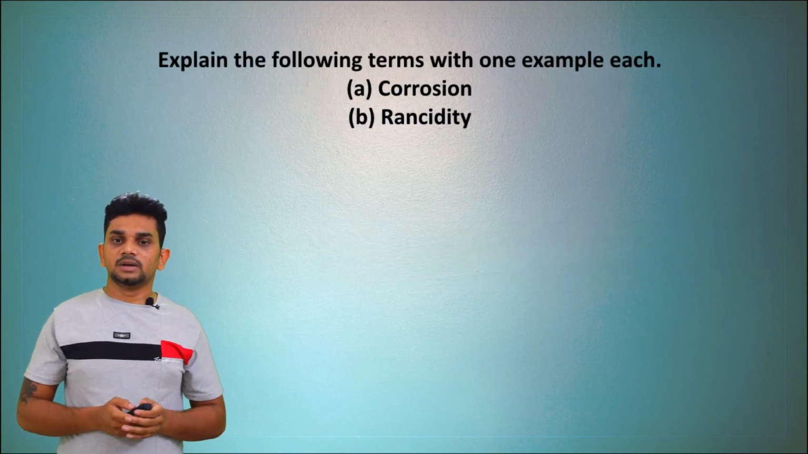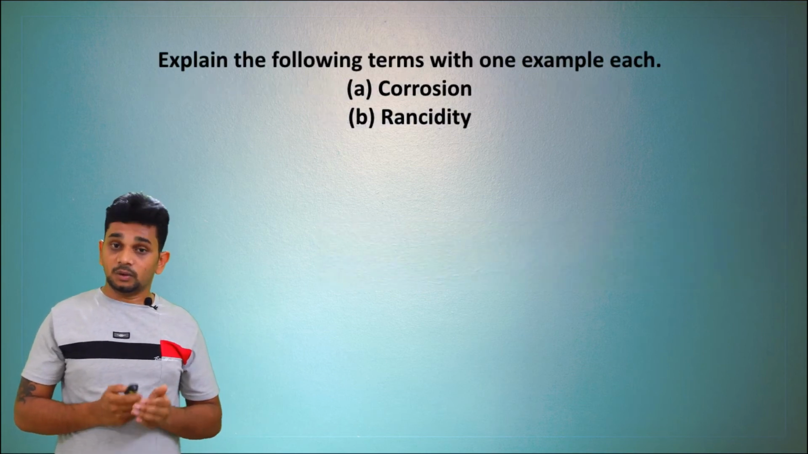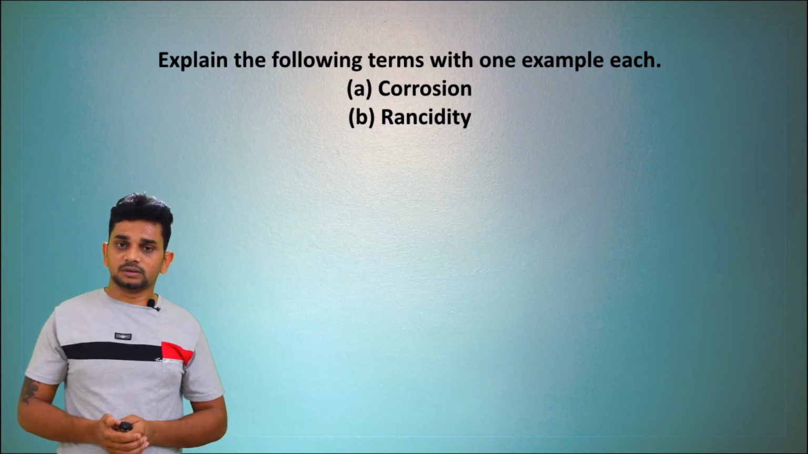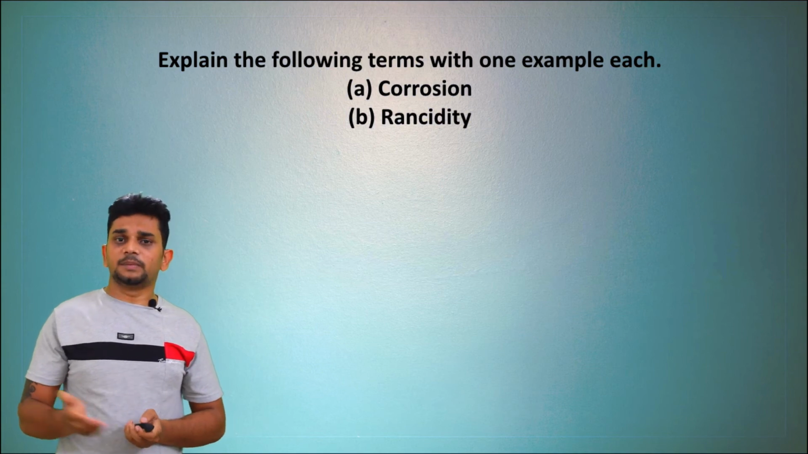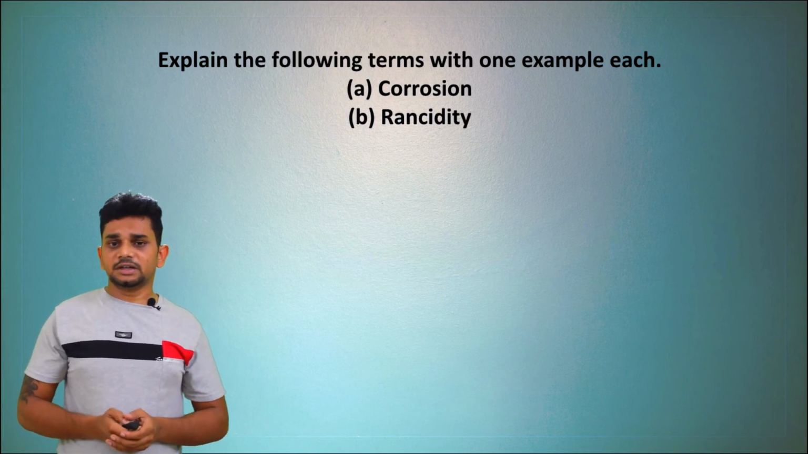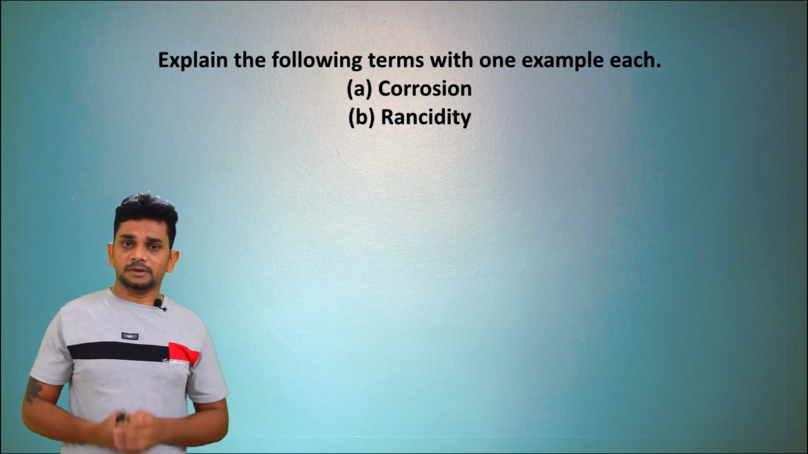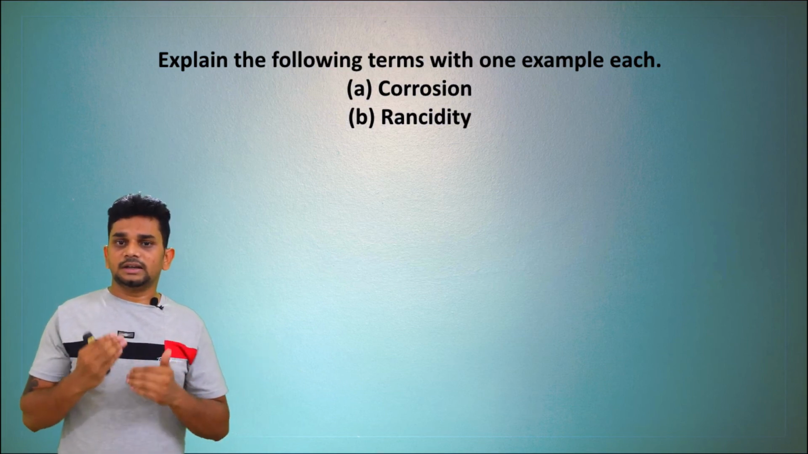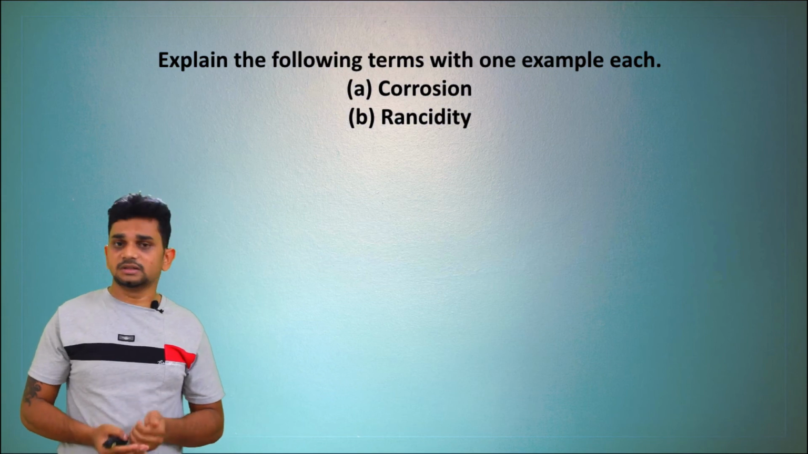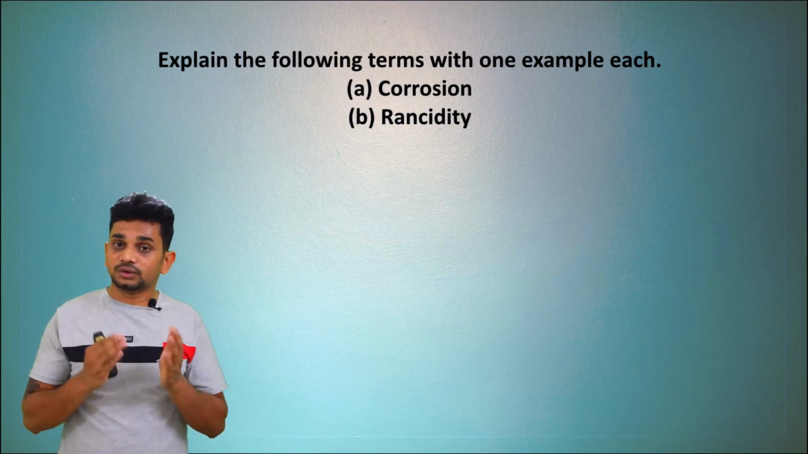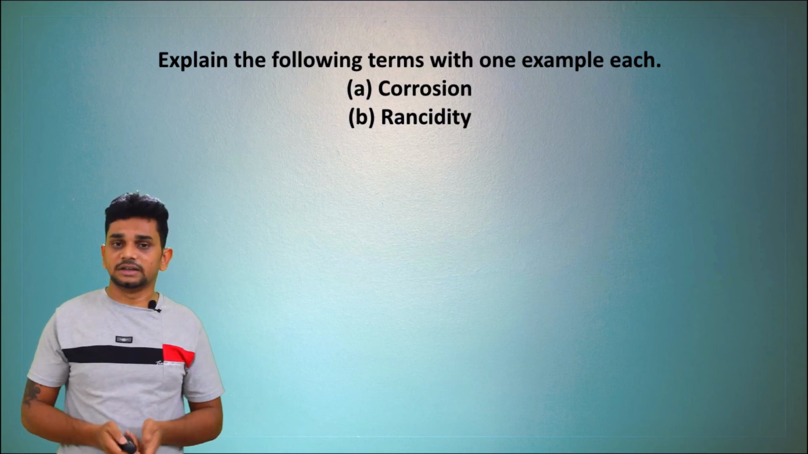Explain the following terms with one example each. Corrosion means the chemical destruction of a metallic surface due to the action of the atmosphere. Example, rusting of iron. Rancidity is because of oxidation. When we keep food items in the atmosphere for a long time, these food items react with oxygen present in the atmosphere and the smell and taste of the food item change. It is known as rancidity.